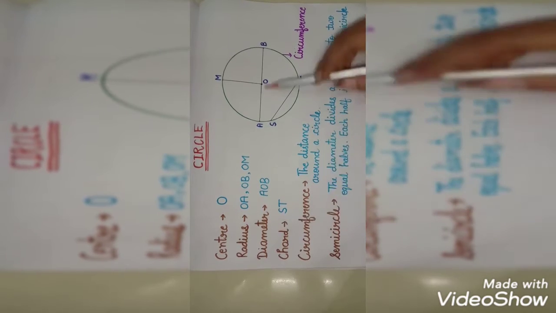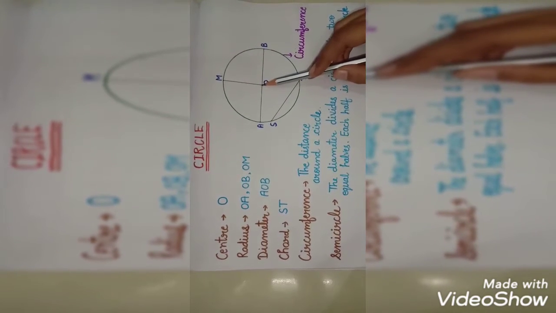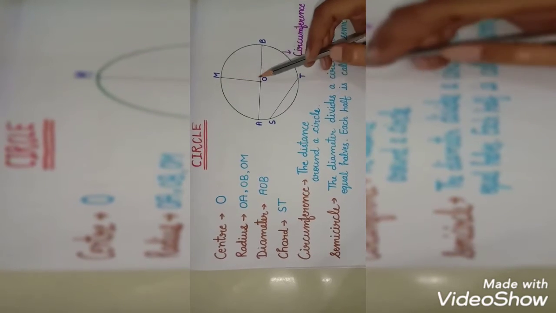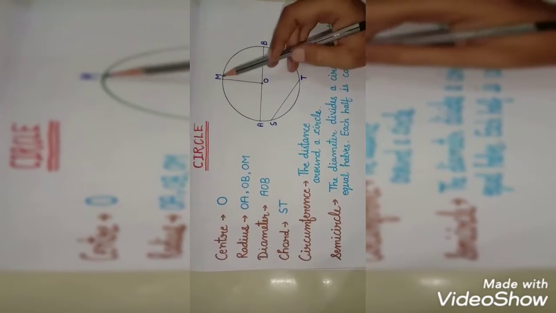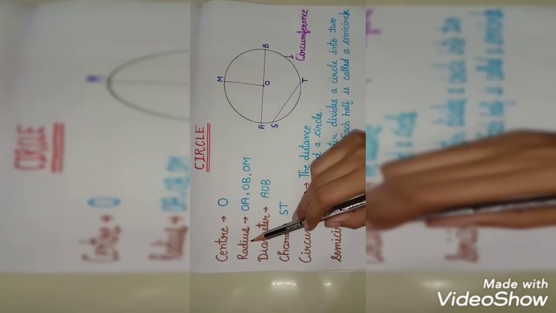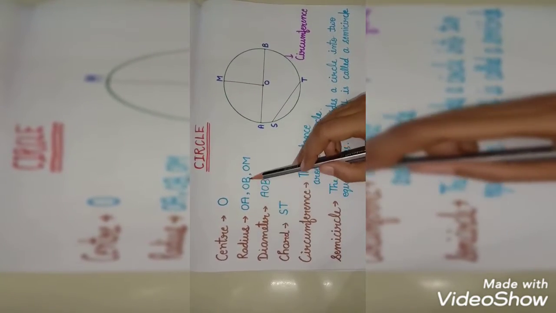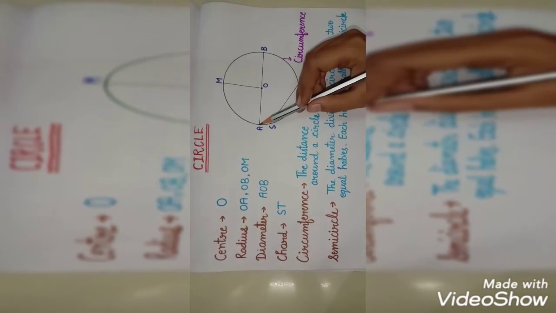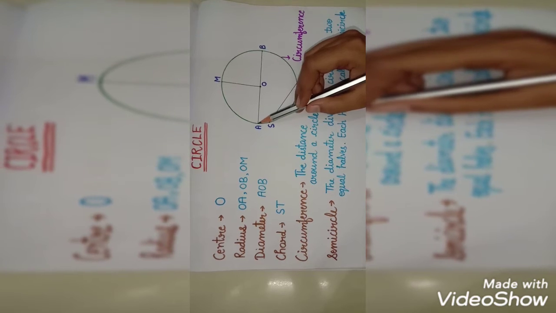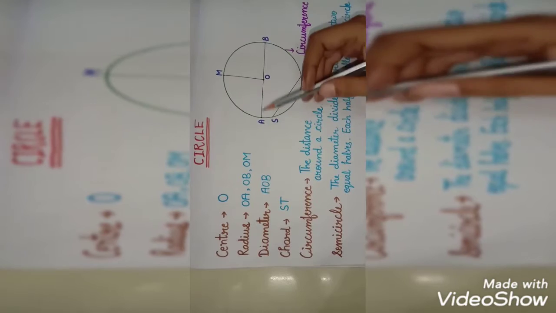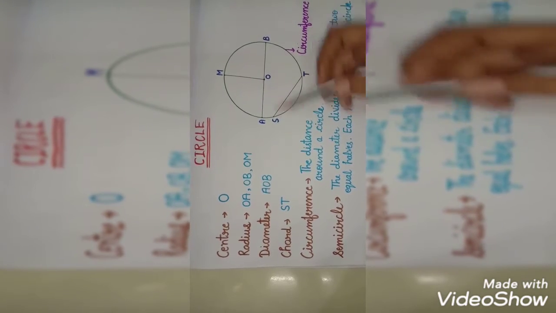Now the distance between the center and any point on the circle is called its radius. Means center से लेके किसी भी point तक की जो distance होती है, that is called radius. तो radius is OA, OB and OM. Means center से लेके circumference पर किसी भी point तक की distance OA, OB and OM. These are radii of the circle.